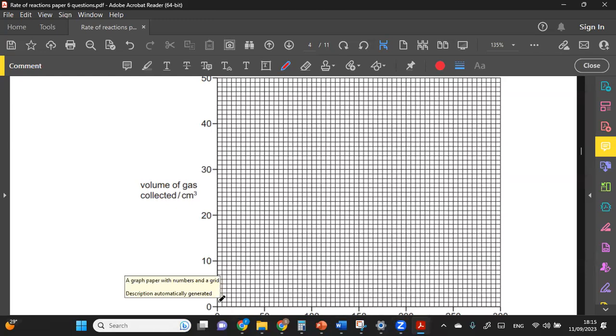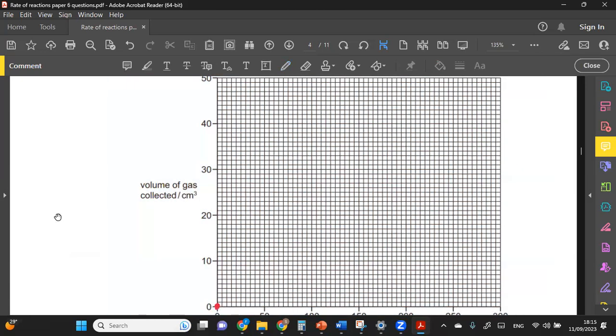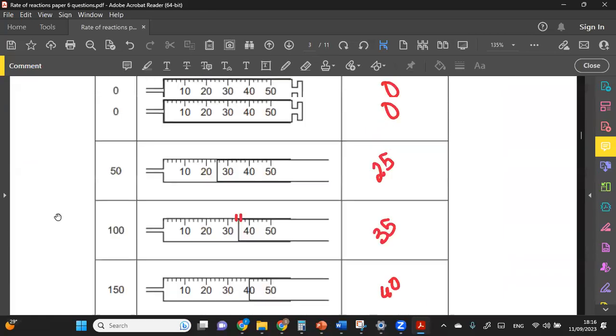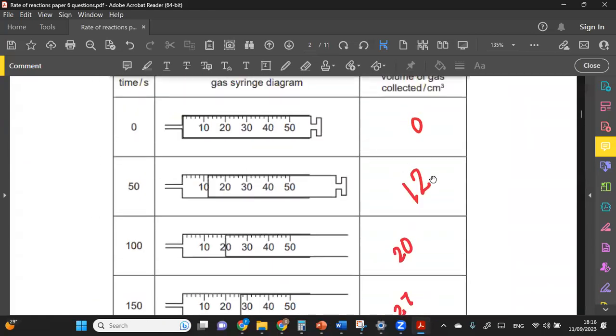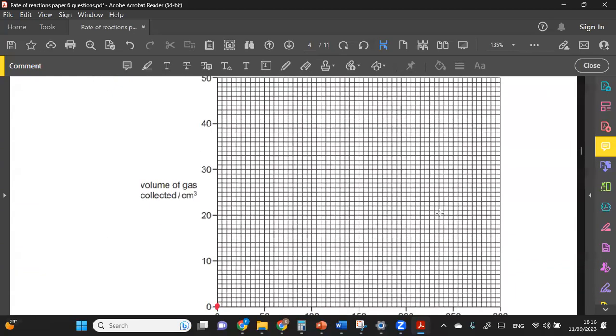Our first reading is at time 0 seconds. The first reading was 0 and the time was 0, so our first dot is going to be over here, at 0, 0. Now, dot number 2, where is my next coordinate going to be? My time is 50, and our second value was 12. So at 50, 12. I will go to 50 and now we need to figure out 12.